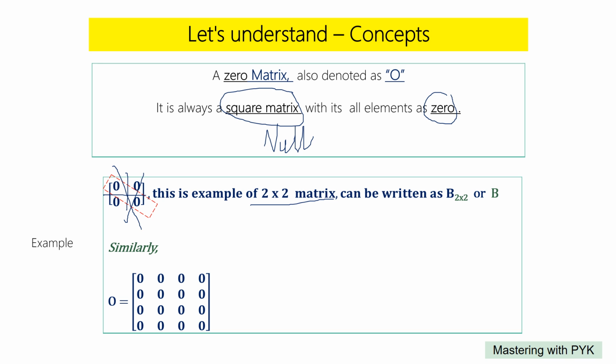Similarly, we have O denoted with all elements 0. So this is an example of a 4 cross 4 matrix. Here the diagonal test doesn't work. We need to only check for a square matrix and that all the elements are 0.